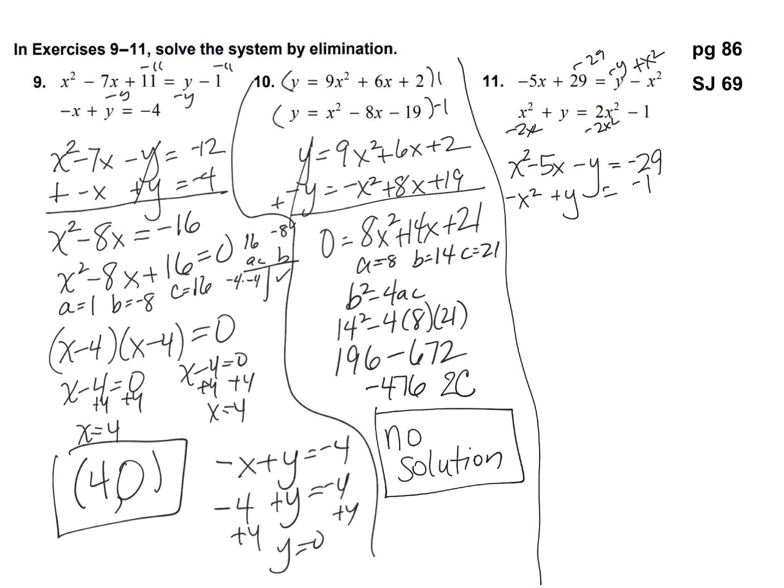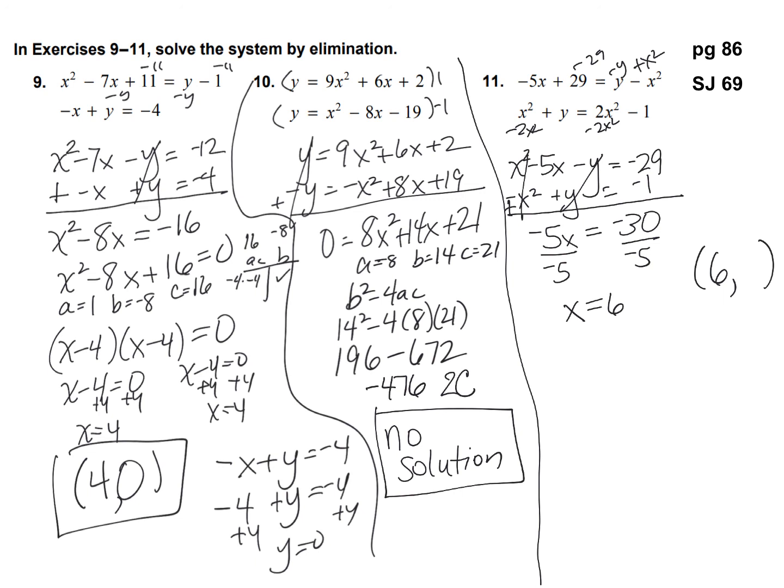I am already set up to add these two together. X squared and negative x squared cancels out. Nothing to add with negative 5x, so I put negative 5x. Negative y and y cancel out, and so I have negative 5x equals negative 30. And it's so nice to get that kind of equation because we all know how to solve this. Divide by negative 5, x equals 6. So I only have one point of intersection. 6 is the x coordinate.